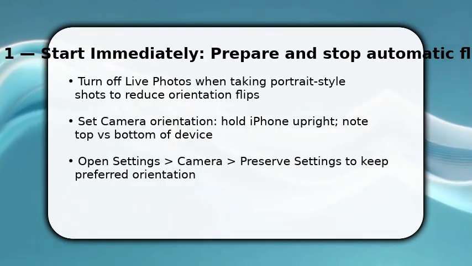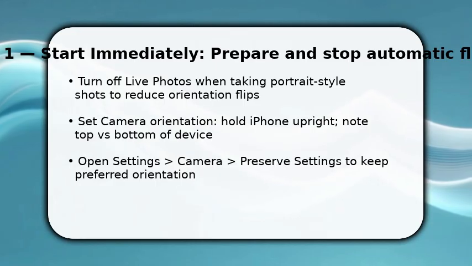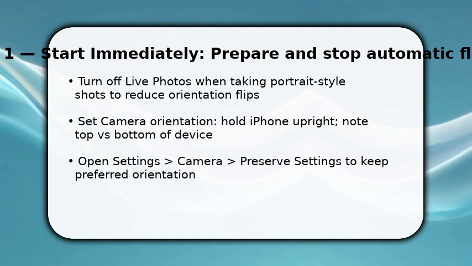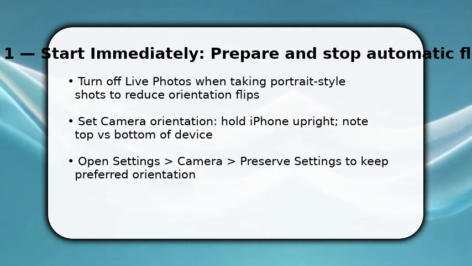Then open Settings, go to Camera, and tap Preserve Settings so your orientation and mode persist. Once done, new photos keep the intended orientation. Make sure to test with one shot before continuing to deeper fixes.